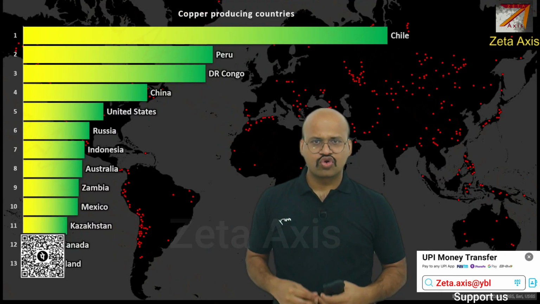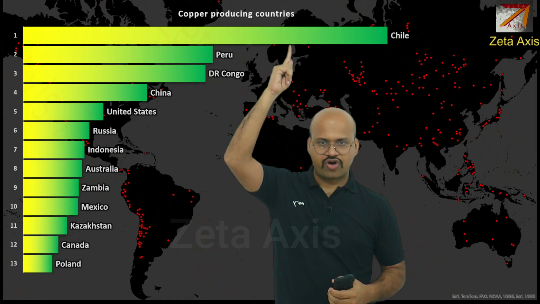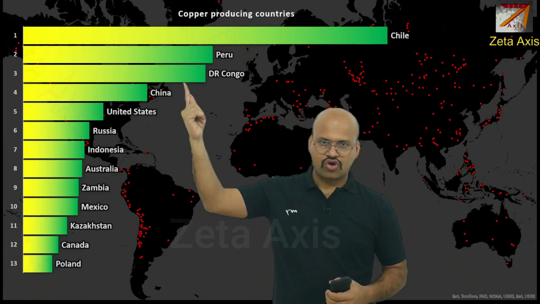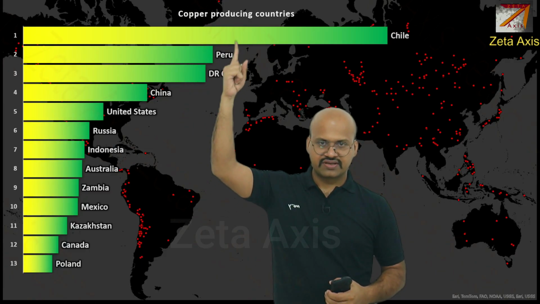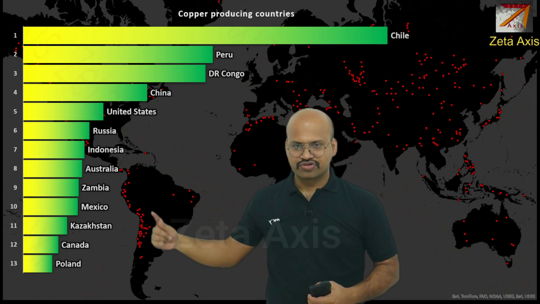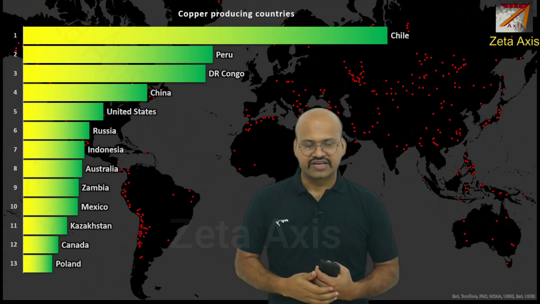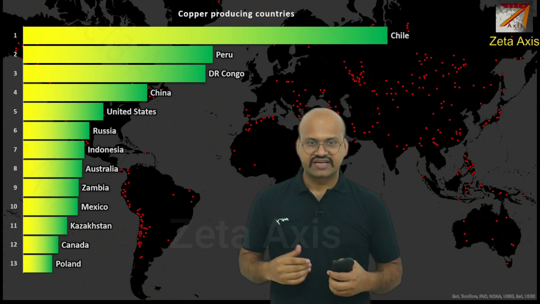Now if we see the global copper producing countries, Chile is the highest producer of copper, followed by Peru and DR Congo. Both of these countries are located side by side. Therefore, they are known as a major copper producing region. They are located over here. We can see that India does not figure among the major copper producing countries in the world.